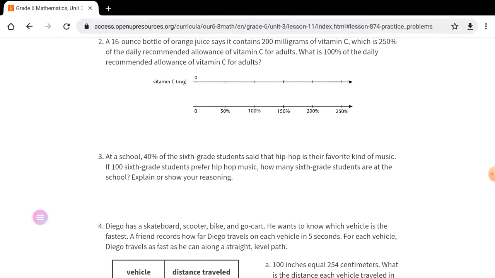So that's what this is saying: this one bottle of orange juice, which is high in vitamin C, contains 200 milligrams of vitamin C. That's the actual amount, which accounts for 250% of the daily recommended allowance. So what is 100% of the daily recommended allowance? What do they suggest you have each day? How can I start this? Addie, what did you do?